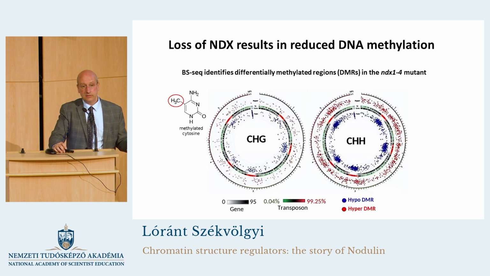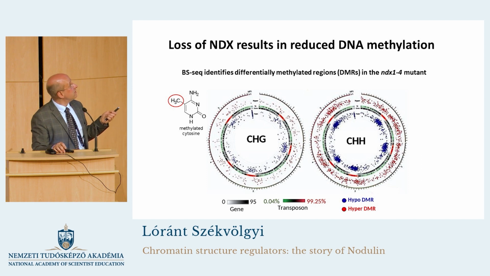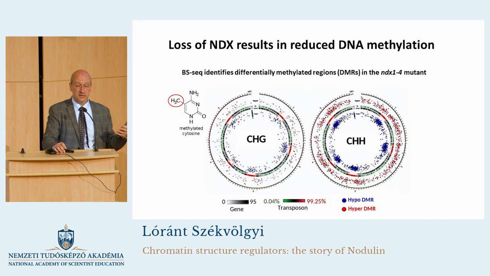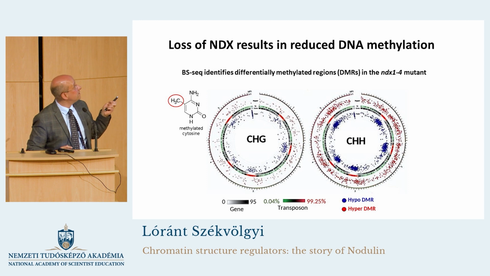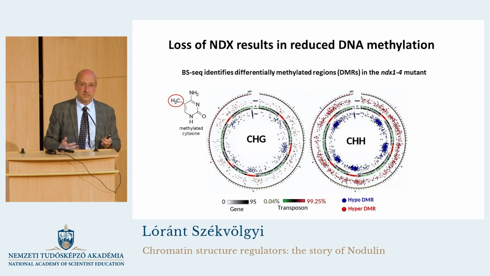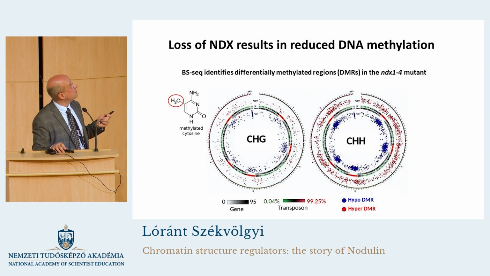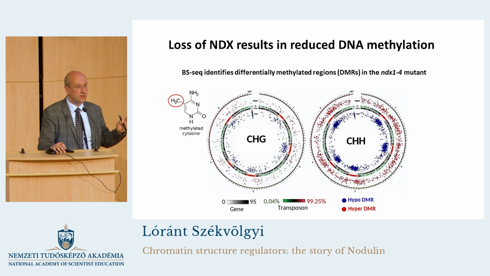So what is the epigenetic basis of this phenomenon? Maybe you heard that methylation of the cytosine bases on the DNA is a well-established epigenetic signal. And when this methyl tag is there, it means that the gene is shut down. So the methylated cytosine is antagonistic with the activity of genes. And we did a so-called BS sequencing experiment in the control line and in the NDX mutant line.